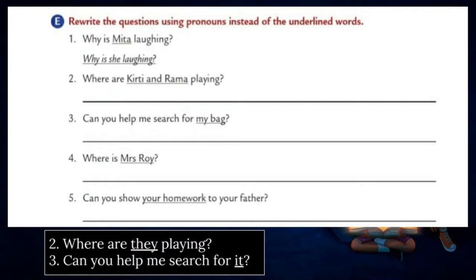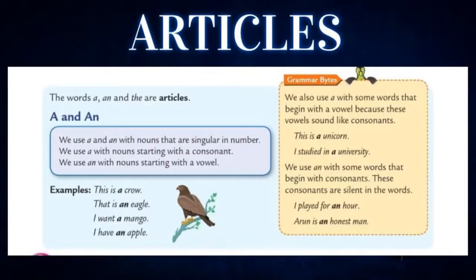Students, we completed the first three. Remaining, you should try in your grammar book. Students, let's move to the next chapter, that is articles. Already we learnt about articles in previous chapters in the literature part. So let me explain briefly. What do you mean by articles? The words a, an, and the. These three words are articles.